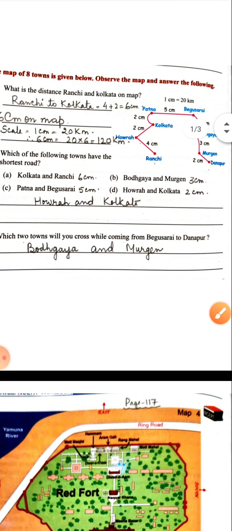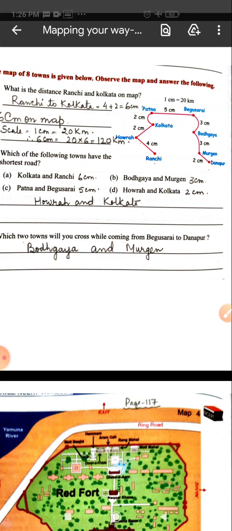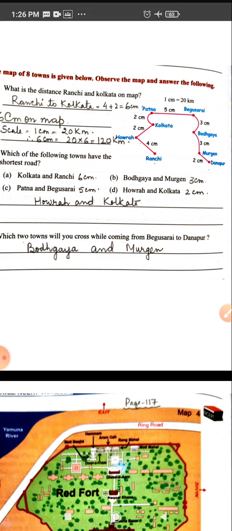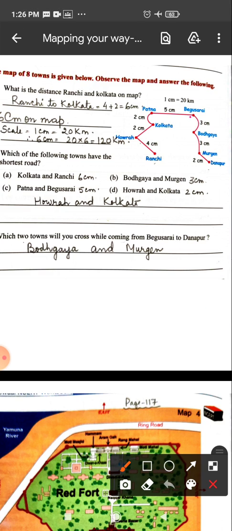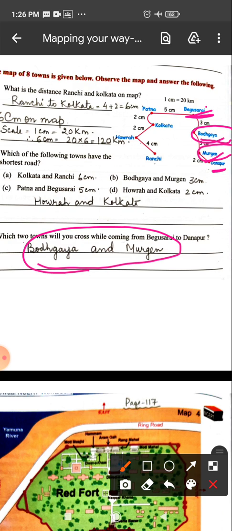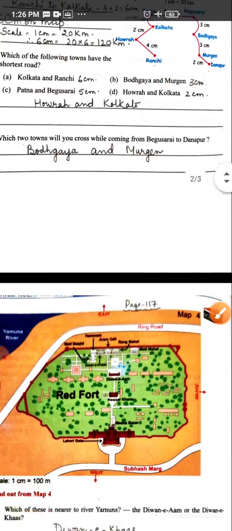Now, the third question is, which two towns will you cross while coming from Begusarai to Danapur? Children, here you can see this is Begusarai and this is Danapur. When you start from Begusarai, you will cross Bodh Gaya and Murugan to reach Danapur. So, the answer is Bodh Gaya and Murugan.